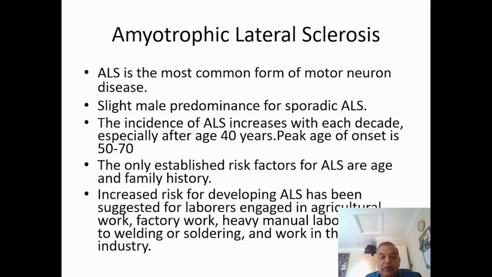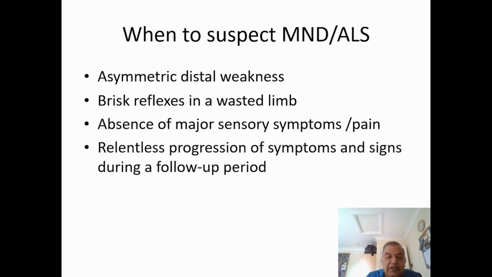It's a common form of motor neuron disease. There's a slight male preponderance, almost 2:1. The incidence of ALS increases with each decade, and it's most common between 50 and 70 years. The only risk factors are a family history of the same and age. An increased risk of developing ALS has been suggested in laborers engaged in agricultural work, manual work, soldiers, and sportsmen, but at the moment this is a clinical hypothesis and still under research.